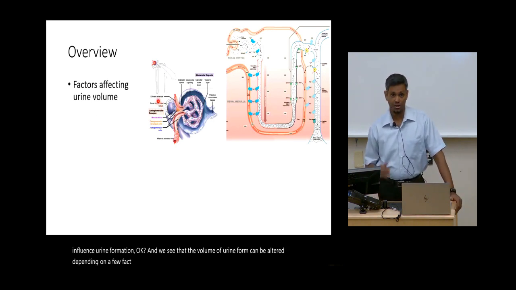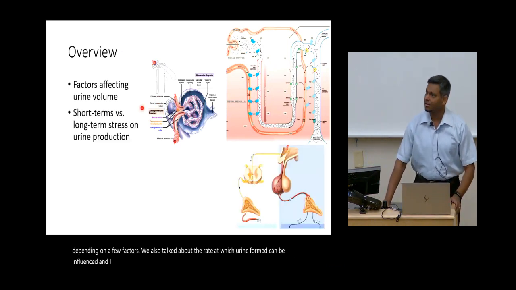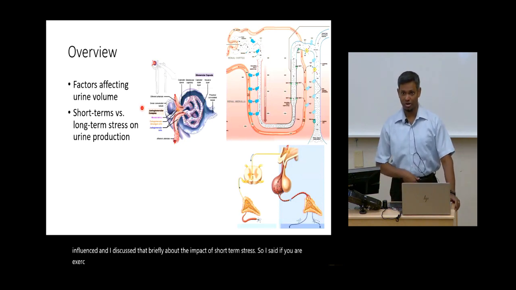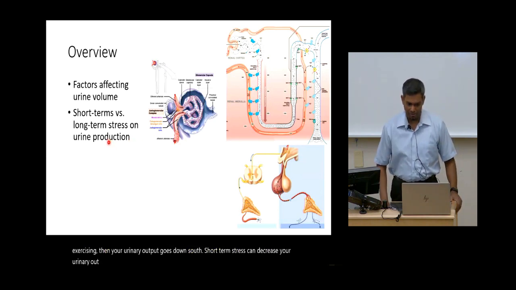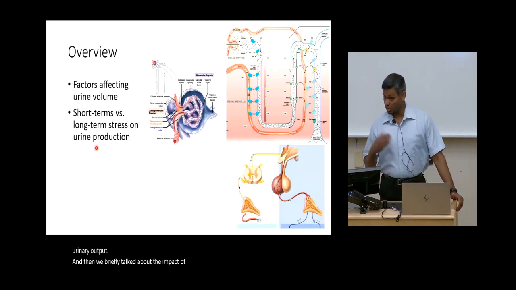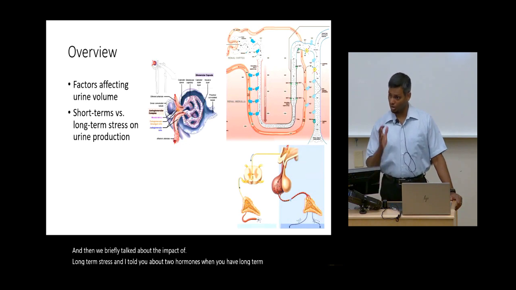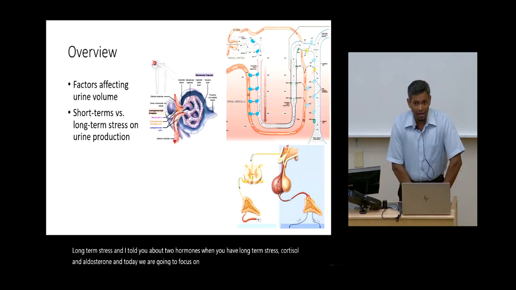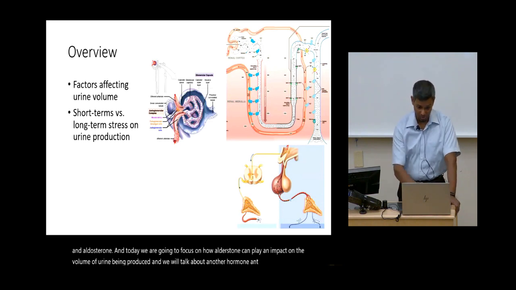We also talked about the rate at which urine is formed can be influenced, and I discussed briefly the impact of short-term stress. So I said if you are exercising, then your urinary output goes down, so short-term stress can decrease your urinary output. And then we briefly talked about the impact of long-term stress, right? And I told you about 2 hormones when you have long-term stress, cortisol and aldosterone. And today we are going to focus on how aldosterone can play an impact on the volume of urine being produced, and we'll talk about another hormone, antidiuretic hormone, as well.